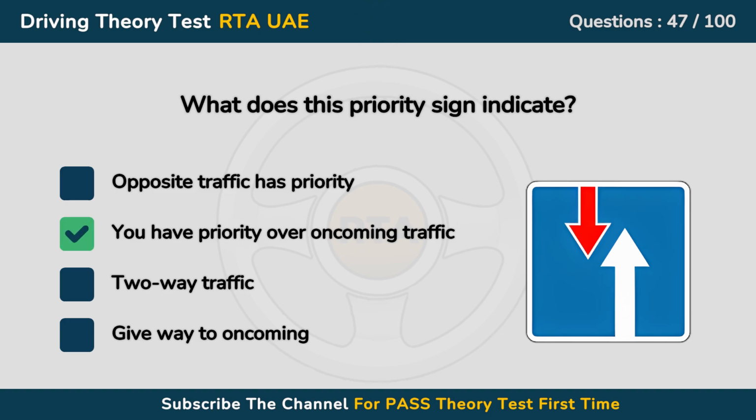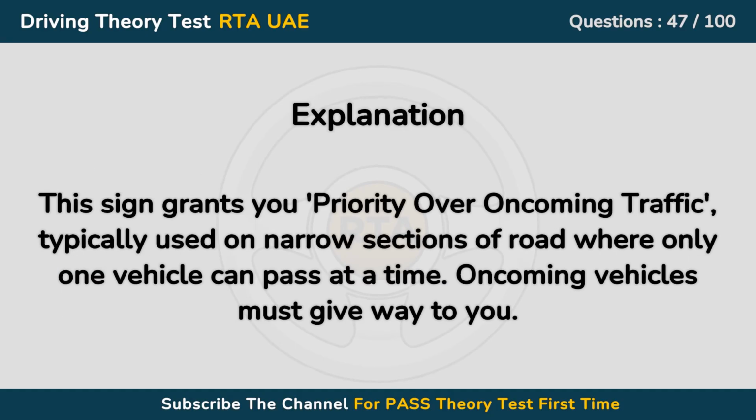Answers is B. You have priority over oncoming traffic. This sign grants you priority over oncoming traffic, typically used on narrow sections of road where only one vehicle can pass at a time. Oncoming vehicles must give way to you.